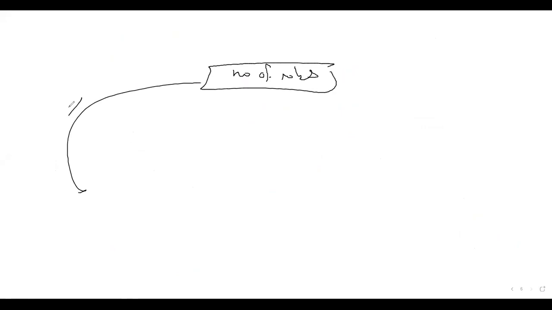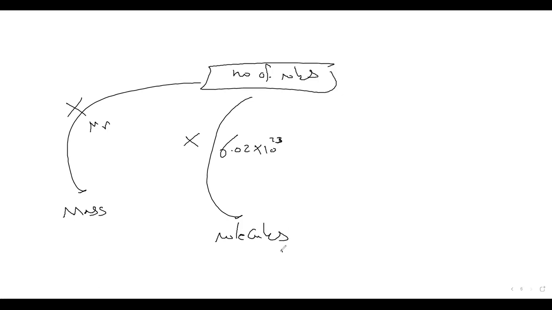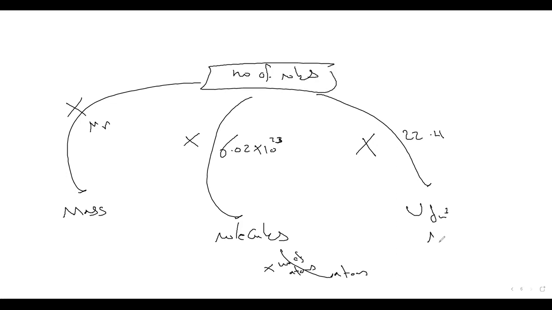So in case of having the number of moles, multiplied by molar mass to get the mass, multiplied by Avogadro's 6.02 times 10 power 23 to get the number of molecules. And if we need to get the number of atoms, multiply by the number of atoms inside the molecule, multiplied by 22.4 to get volume in decimeter cubed at STP, standard temperature and pressure.